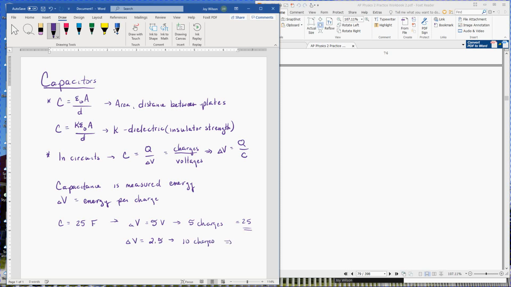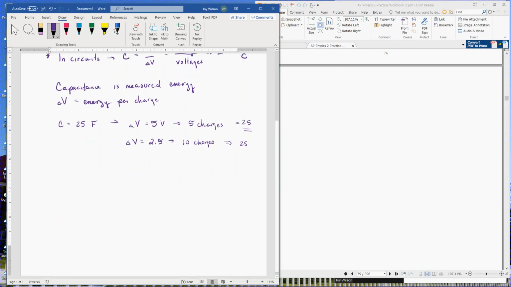So the idea here is that the capacitance is dependent on the voltage, because each charge gets some amount of energy. Voltage tells us the energy per charge. So if you have a big capacitance, you can have lots of charges that have only a small amount of energy, or you can have a few charges that each have a lot of energy. So keep that in mind as we start working some of these problems.